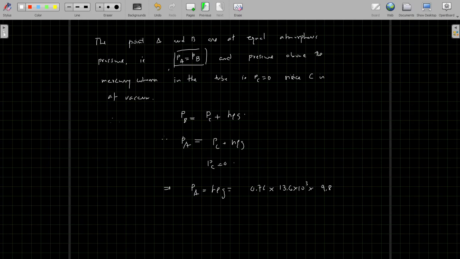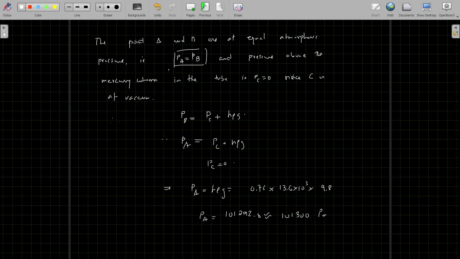So if we do this one, you see, 0.76 into 13.6 into 1000 into 9.8. We get this as PA is approximately 101,292.8, which we write as 101300 Pascal or 1 atmospheric pressure. Okay, this is 1 atm.